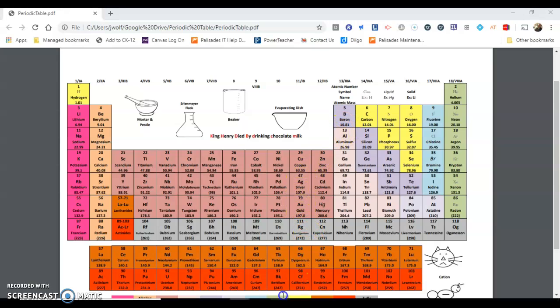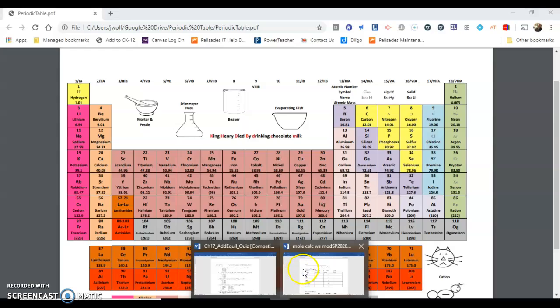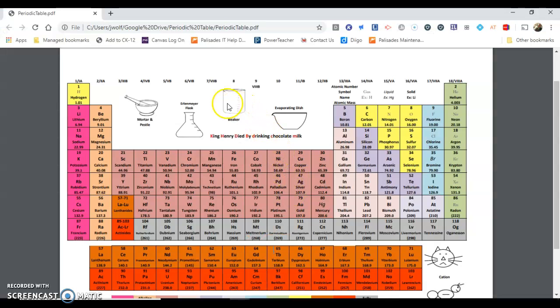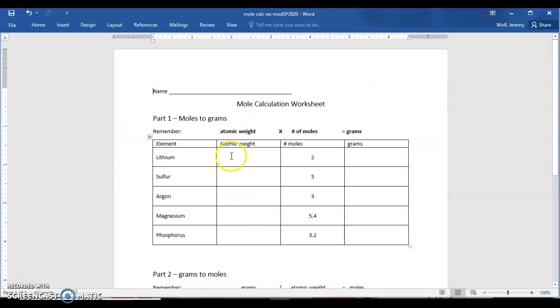So if we go back to our mole calculation worksheet, you have lithium, and then you have to take the atomic weight times the number of moles, and that equals the grams. So for lithium, we're going to go over to our periodic table, and we're going to find it. It is right here, 6.94. Okay, so we're going to go back to our calculation worksheet, and right here we're going to put 6.94. And then we're going to take that 6.94 number times 2 moles.